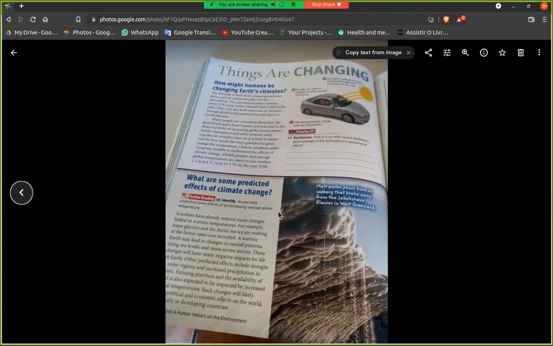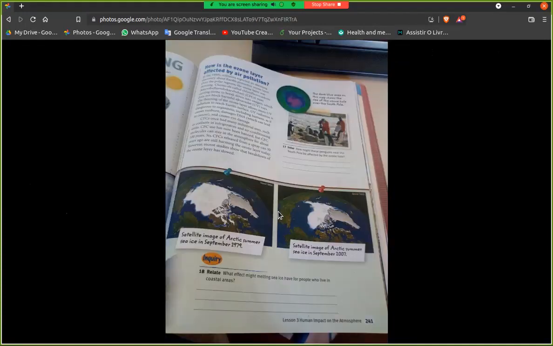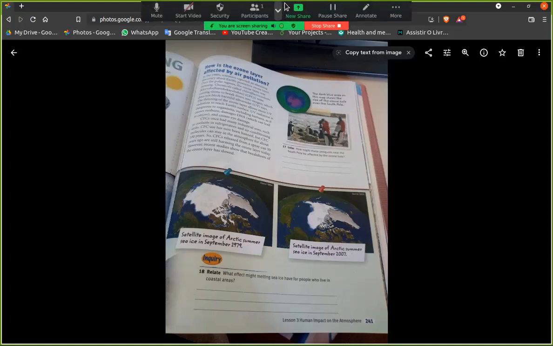And the icebergs are melting, and also the Arctic living things are dying because of that. You see the Arctic in 1979, and in 2007, we can see there's a big difference. It's because of the ozone hole, and we need to take care of it.